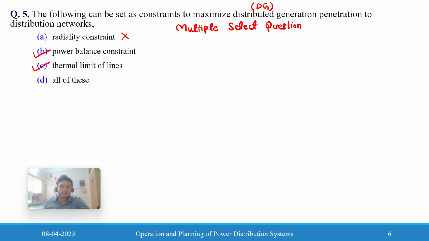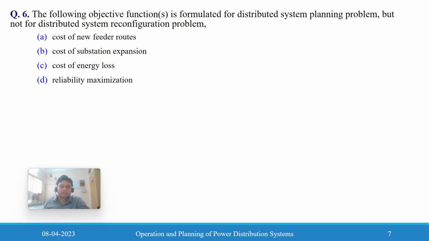So let us see the next problem. The next problem is that the following objective function is formulated for distribution system planning problem, but not for distribution system reconfiguration problem. And this is also a multiple select question.